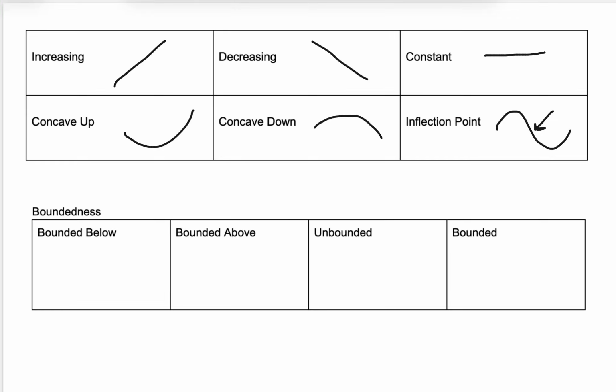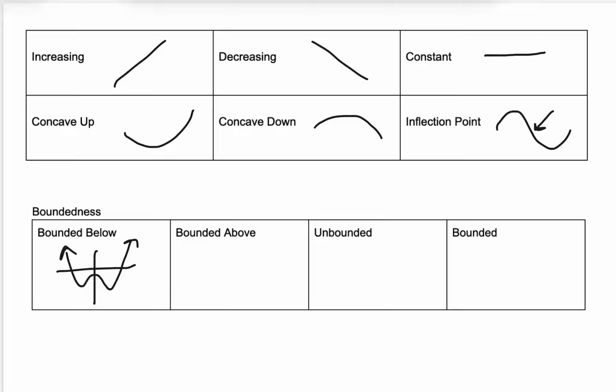Okay, the next topic is boundedness. So boundedness talks about whether or not our graph can go up forever or down forever. So the first one we're going to look at is bounded below. So that would be something like this.